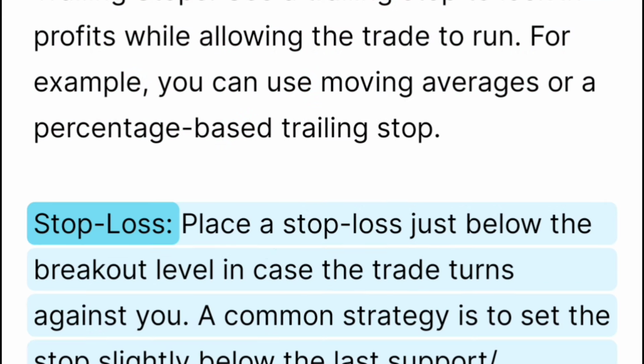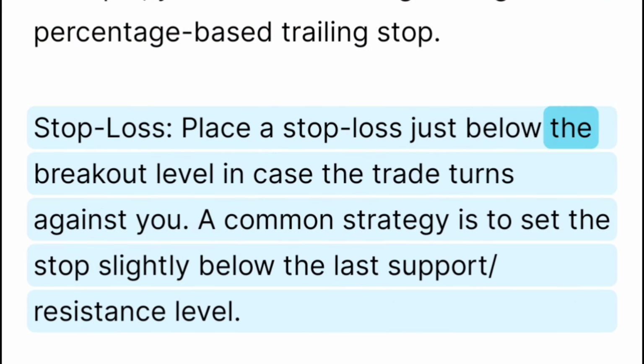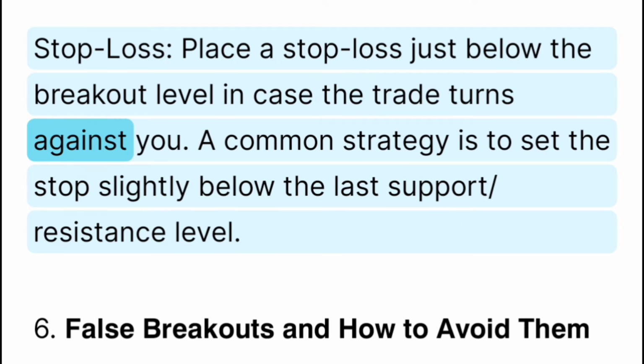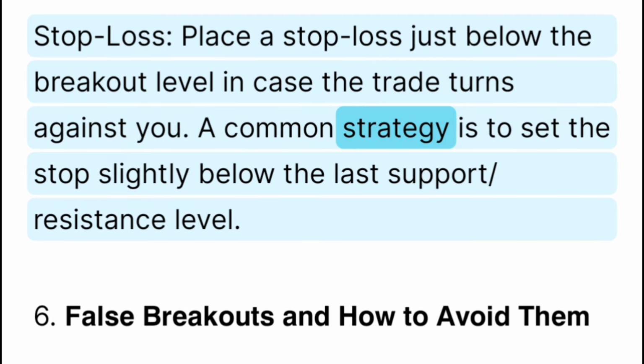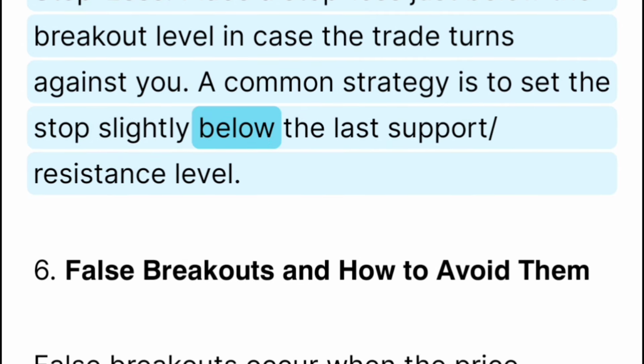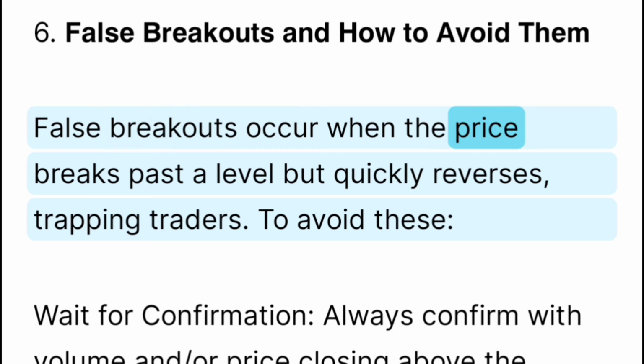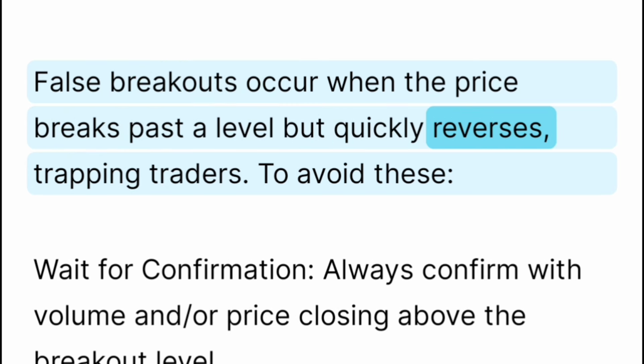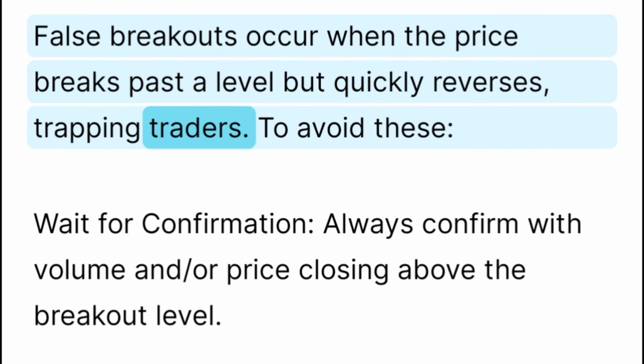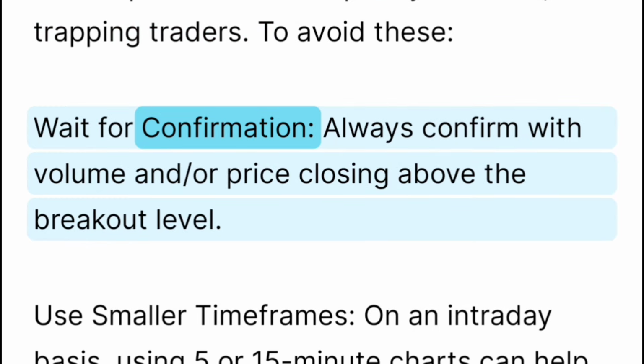Stop loss. Place a stop loss just below the breakout level in case the trade turns against you. A common strategy is to set the stop slightly below the last support resistance level. 6. False breakouts and how to avoid them. False breakouts occur when the price breaks past a level but quickly reverses, trapping traders. To avoid these, wait for confirmation.